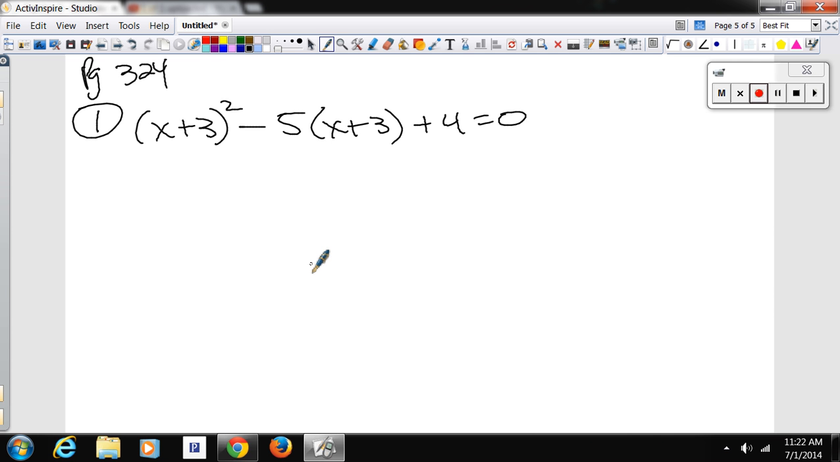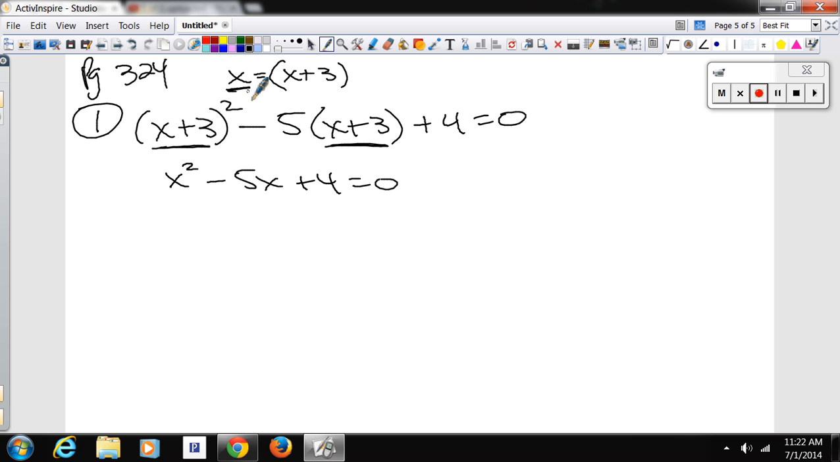Now you've got options here. You could do FOIL, you could distribute, combine all your like terms, get one equation, and then try to solve it. Or you can notice that this is the exact same. It's like having a variable there. It's like having x squared minus 5x plus 4 equals 0, where we're making the x be the x plus 3. So this x is equaling x plus 3 right now. So I'm just basically making those into x's right now.